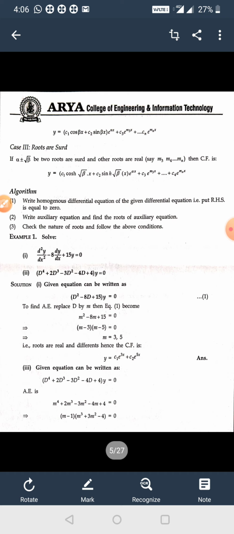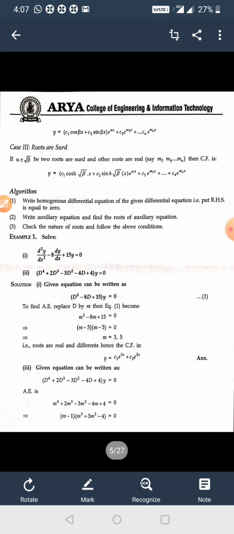Now we take some examples to see how this works. My first question is d2y over dx square minus 8 dy by dx plus 15y equals 0. We replace dy by dx with D and d2y over dx square with D square, so we get (D square minus 8D plus 15)y equals 0. For the auxiliary equation, we put m for D. So m square minus 8m plus 15 equals 0. The roots of m are 3 and 5. These are real and different roots. Then CF is given by y equals c1 e to the power 3x plus c2 e to the power 5x.